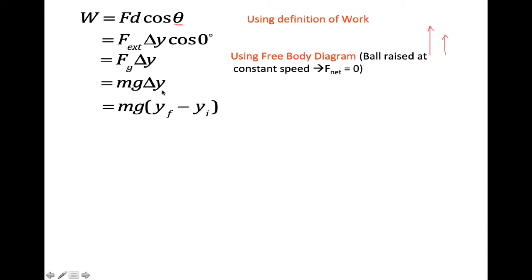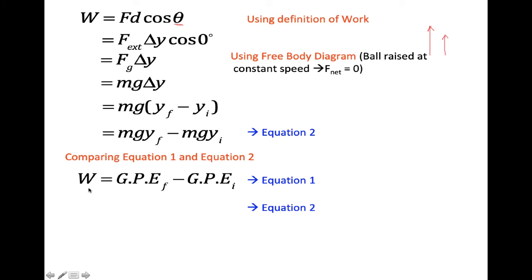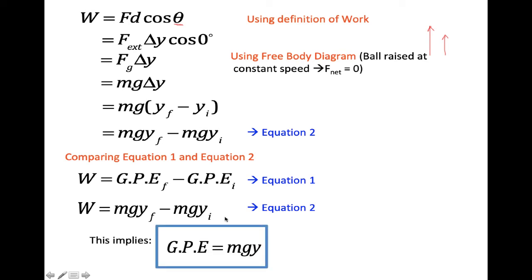And let us expand delta y as yf minus yi. I am distributing mg y here, mg yf minus mg yi. Let us label this equation 2. Now let us compare equation 1 and equation 2. Equation 1 says that the work is equal to final gravitational potential energy minus the initial gravitational potential energy. And the second equation says that work done is equal to mg yf minus mg yi. If we compare these two, we can conclude that the general formula of gravitational potential energy is mgy.